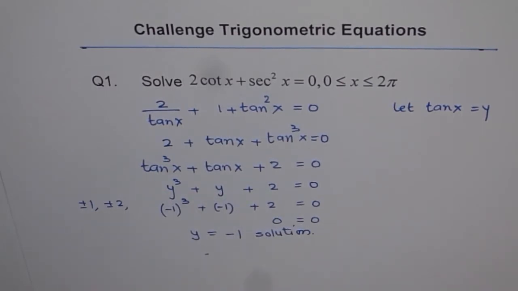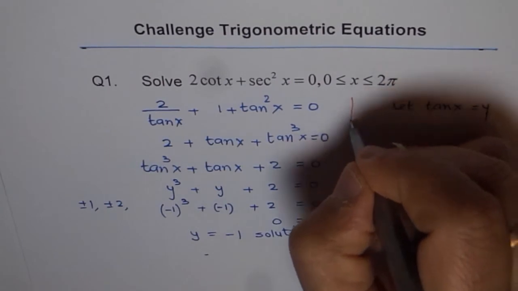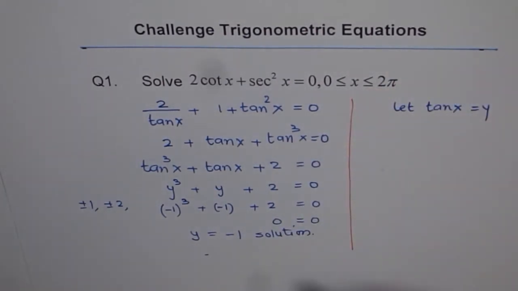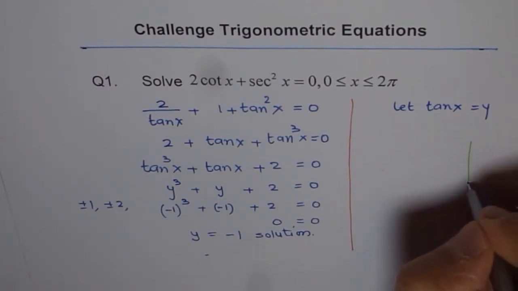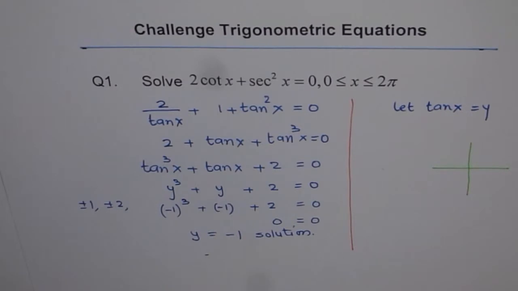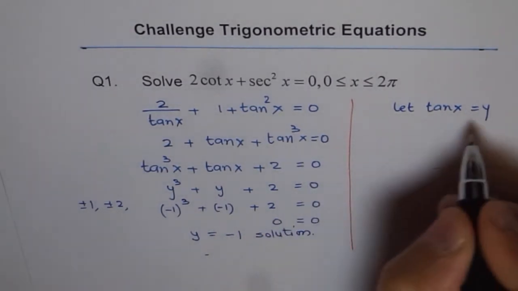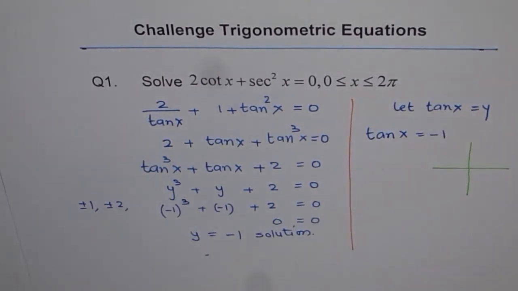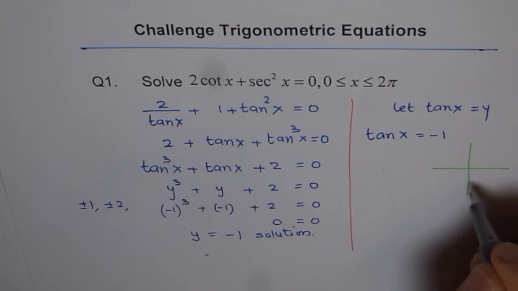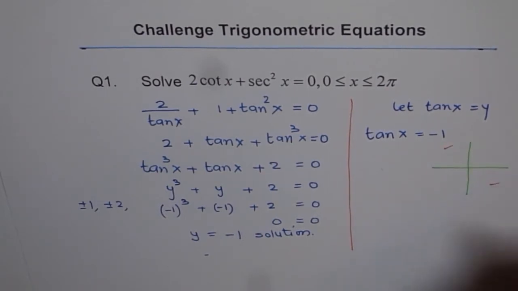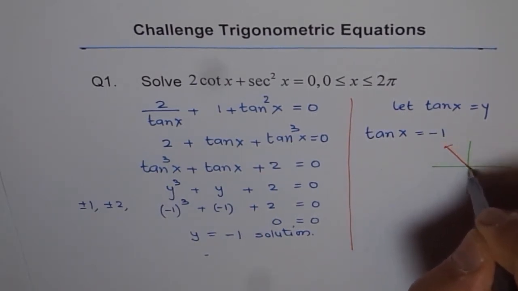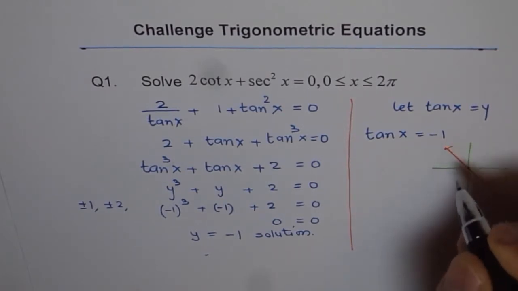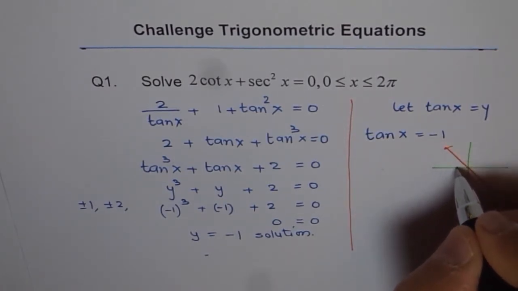Correct? So we will use this solution and find what tan x could be. We get one solution, that is y equals minus 1. So now look at the tan function. We have tan x equals y, that means tan x equals minus 1. Now tan is negative only in 2 quadrants. Either you are in quadrant 2 or in 4, correct? And the acute angle is π by 4, to give you 1.